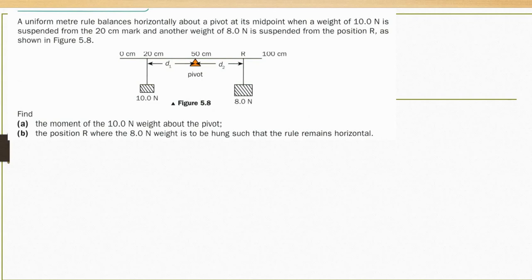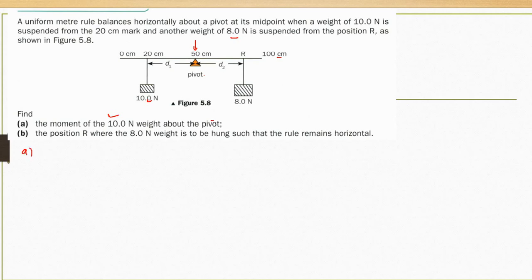Okay, so this is a meter rule. This is a pivot point at its midpoint, as you can see, 50 centimeter. A weight of 10 Newton is suspended from the 20 centimeter mark, and another weight of 8 Newton is suspended from the position R as shown in the figure. The moment of 10 Newton force about the pivot.